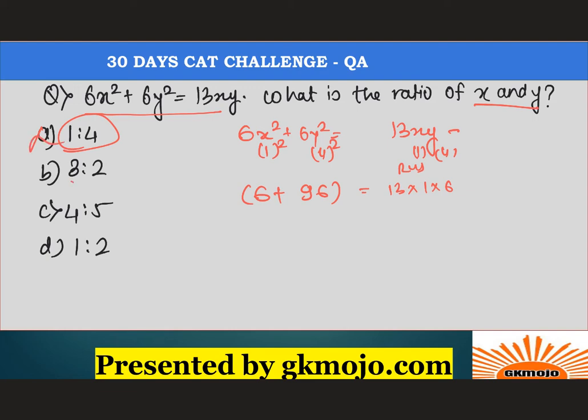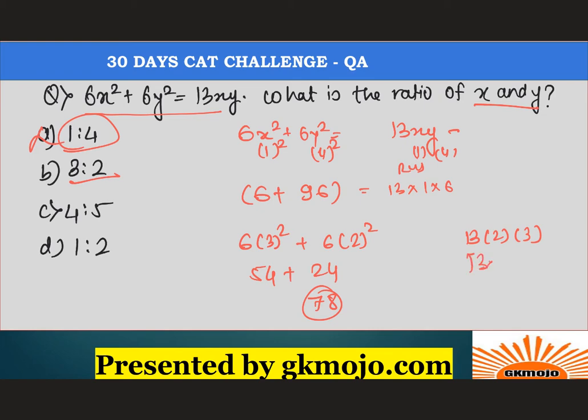All right, let's check for the second option. So 6 into 3 square, plus 6 into 2 square, and over here the right hand side will be 13 into 2 into 3. So this is 6 into 9, which is 54, and this is 6 into 4, which is 24. So the total comes out to be essentially 78, right? What do you get over here? 13 into 6, which is 78. Matches. You don't need to check other options. Option B is the correct choice.